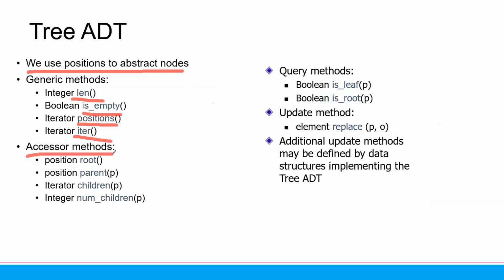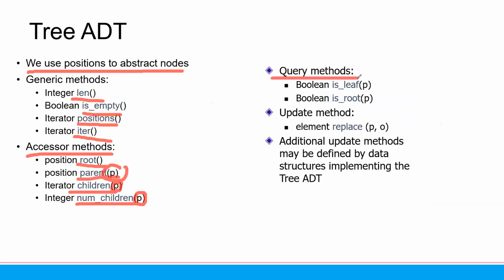When we want to do the accessor, or when we want to access some of the nodes, we can access the position of the root. We can access the parent of p, where p is a particular position. We can access the children of p, which are positions. And then we can access the number of children of p, the number of children of a position.